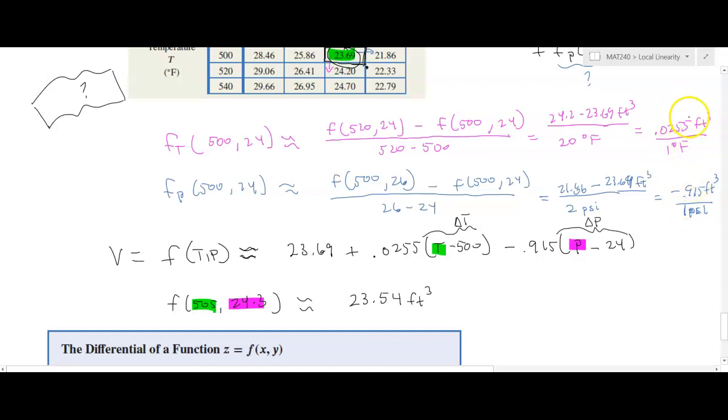So even if you multiply this by 5 degrees of change, remember this right here, 505 minus 500, would actually represent 5 degrees Fahrenheit change. P minus 24 would represent a 0.3 PSI increase. And so when you multiply negative 0.915 by 0.3, that's still going to be bigger than 0.0255 multiplied by 5 degrees Fahrenheit.